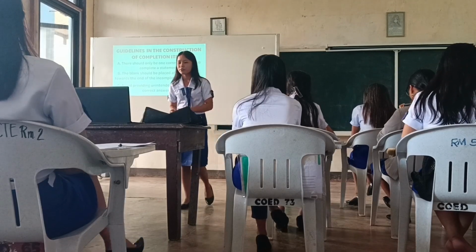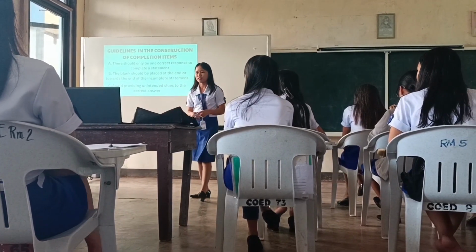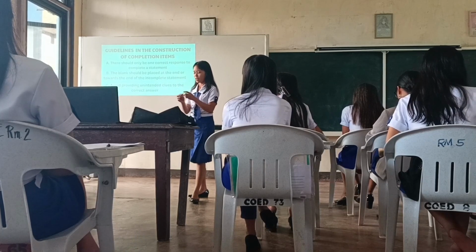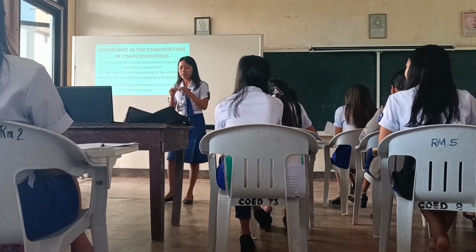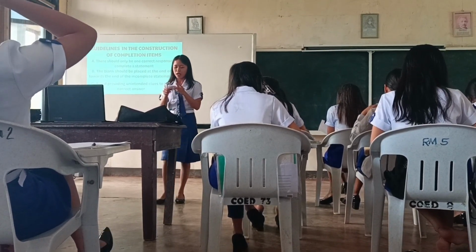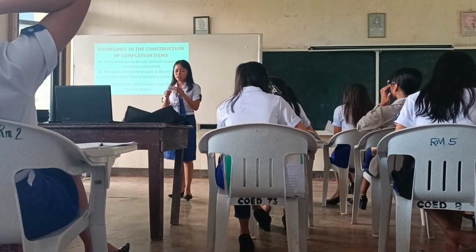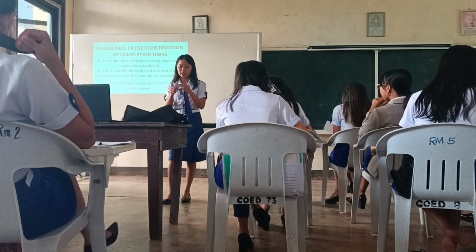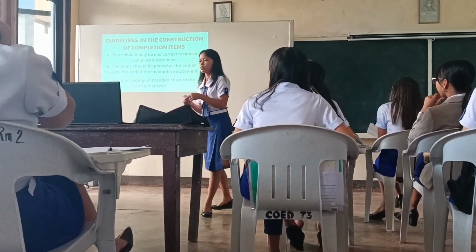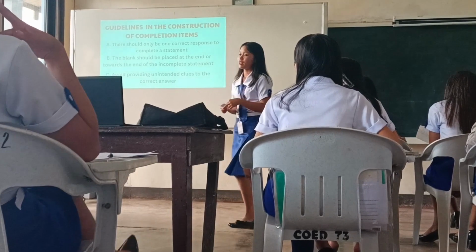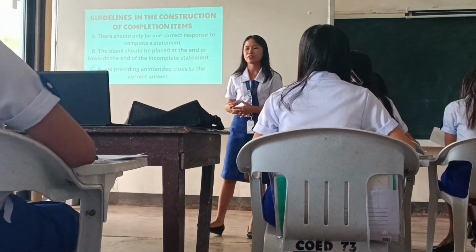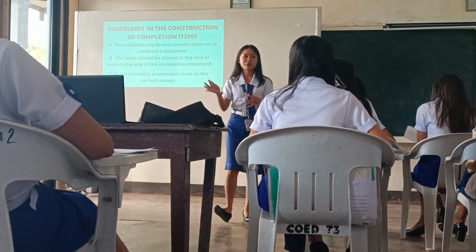Next is avoid providing unintended clues to the correct answer. I have here an explanation why we must avoid providing unintended clues to the correct answer. In completion type items, the goal is to assess a person's knowledge without inadvertently guiding them to the correct answer. Providing unintended clues, such as using articles like a or an, or indicating the letters or quantity of the answer, can bias the respondent and make the question easier than intended. So, we must avoid providing unintended clues to the correct answer to challenge the students.